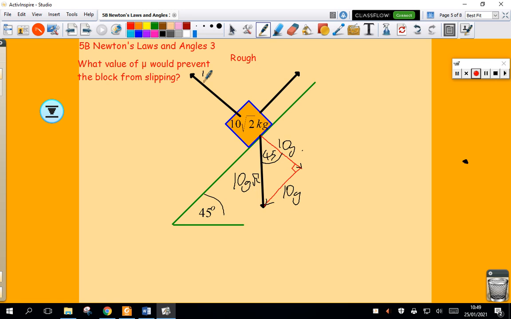What about the normal reaction? Well, there's no acceleration into the plane or away from the plane, so perpendicular to the plane, the forces up away from the plane must equal the forces down, because there is a net force of 0 there, which means my normal reaction has to equal 10g. So that's 10g.